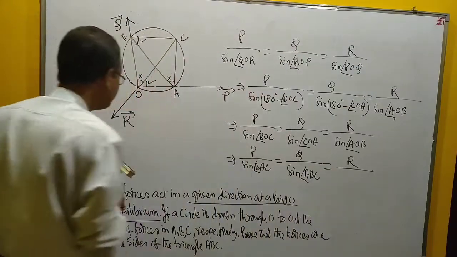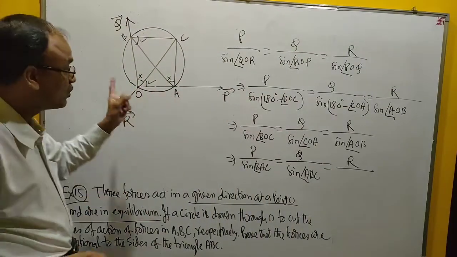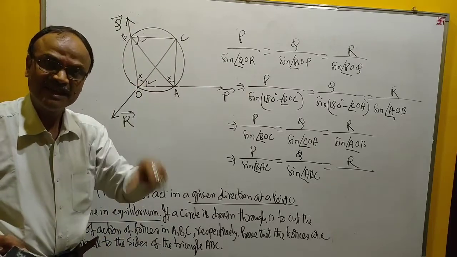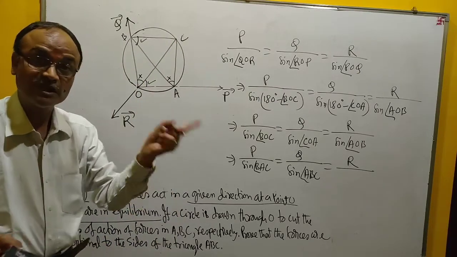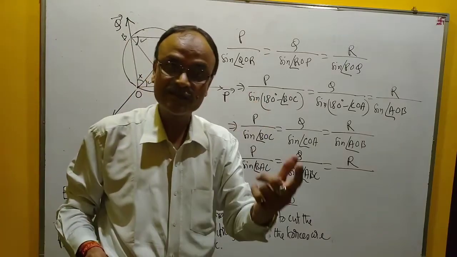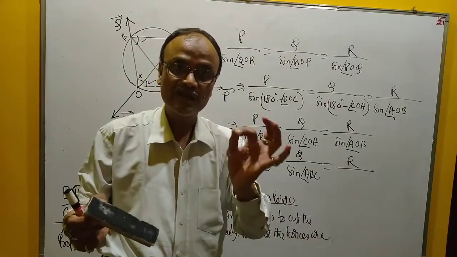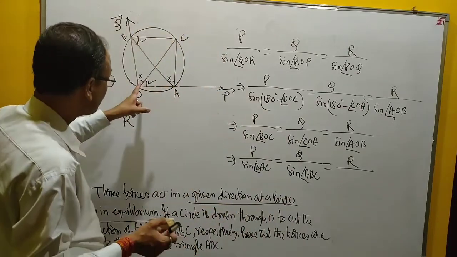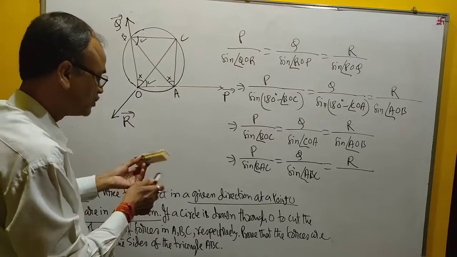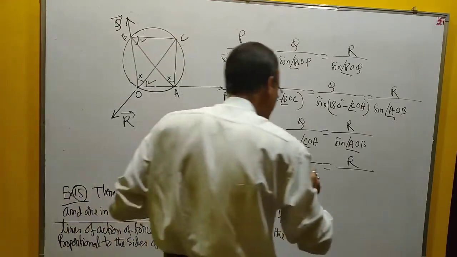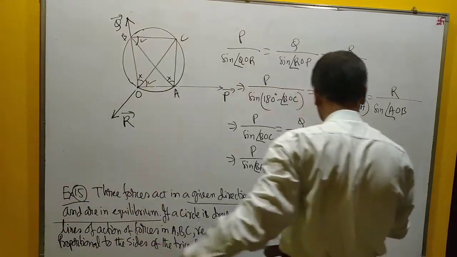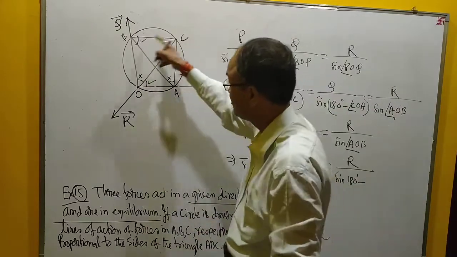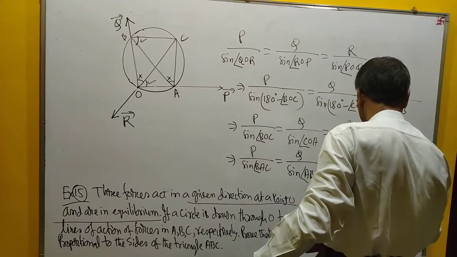sine AOB. You see, OACB is a cyclic quadrilateral. In a cyclic quadrilateral, the opposite angles are supplementary. This means the sum of the opposite angles should be equal to 180 degrees. The sum of this and this should be equal to 180 degrees. So sine AOB should be equal to sine of 180 degrees minus ACB.